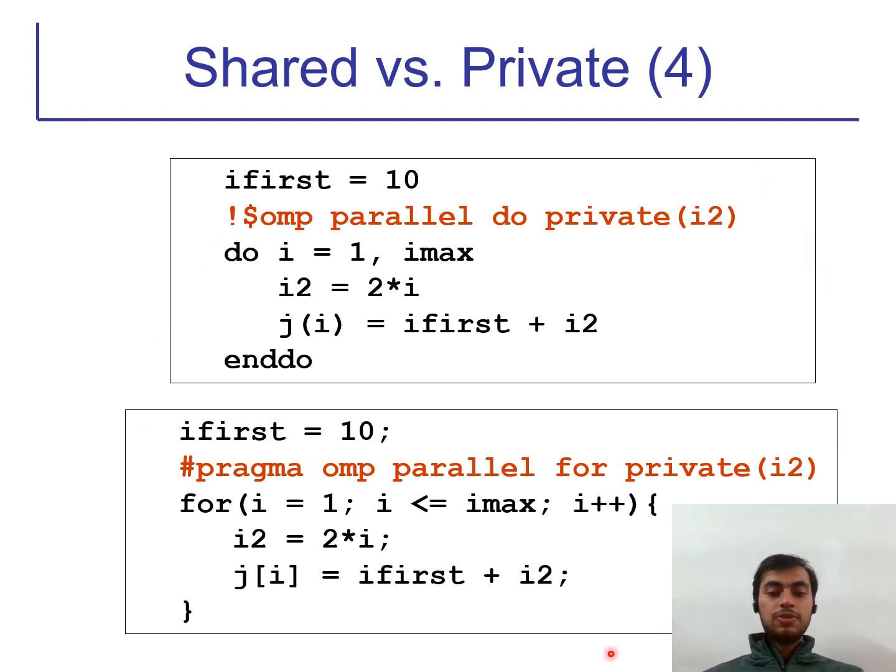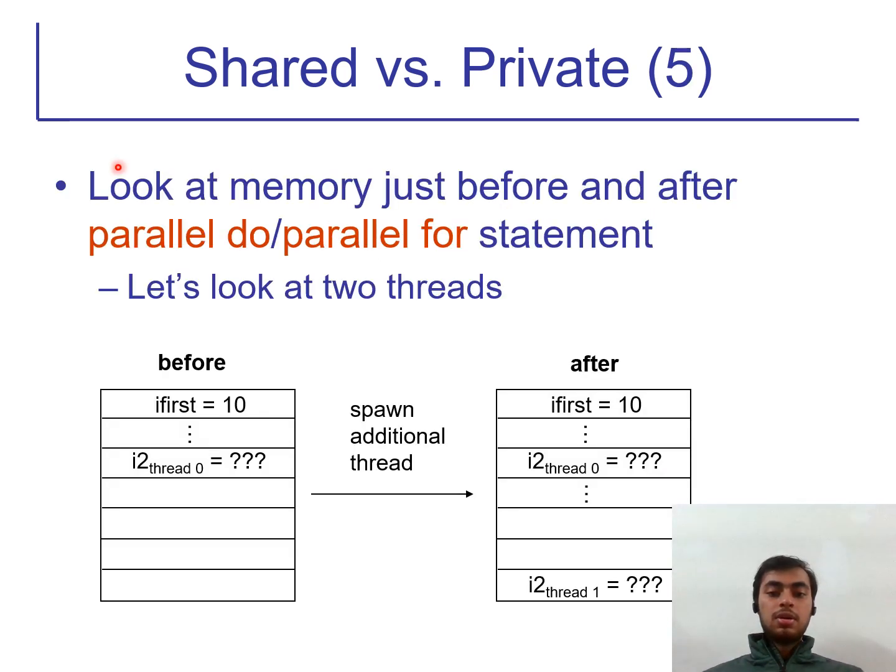This is a question for parallel execution of the previous example we saw in our last slide. Look at memory just before and after parallel do or parallel for statements. Let's look at two threads. This is before, and when we add an additional thread, this is our state.